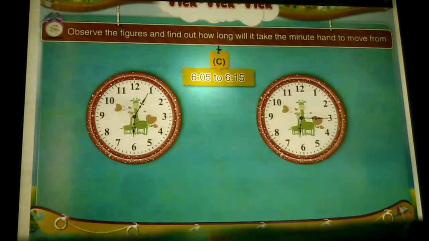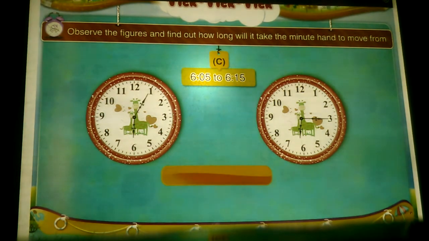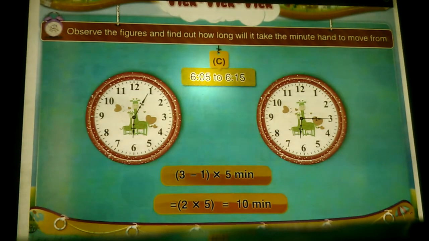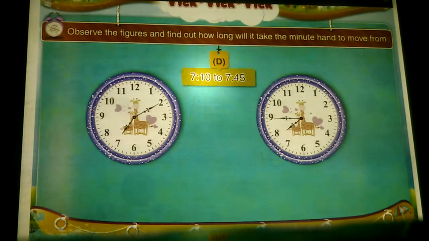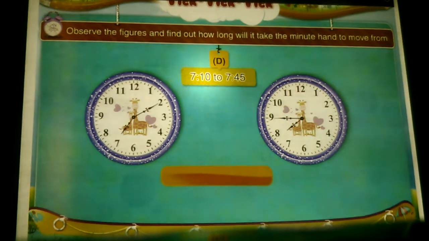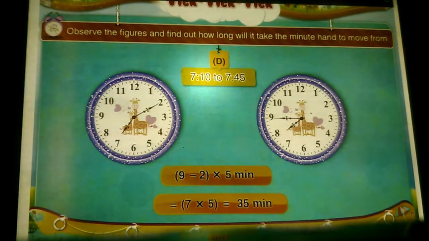C. 6:05 to 6:15. The minute hand has to move from 1 to 3. It means 3 minus 1 multiplied by 5 minutes, which equals 2 multiplied by 5, which equals 10 minutes. D. 7:10 to 7:45. The minute hand has to move from 2 to 9. It means 9 minus 2 multiplied by 5 minutes equals 7 multiplied by 5, which equals 35 minutes.